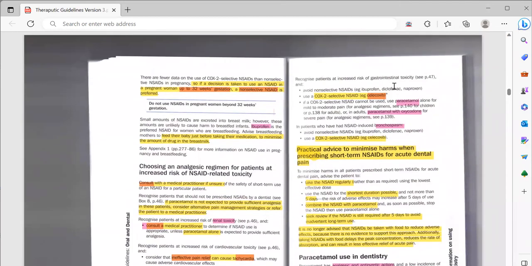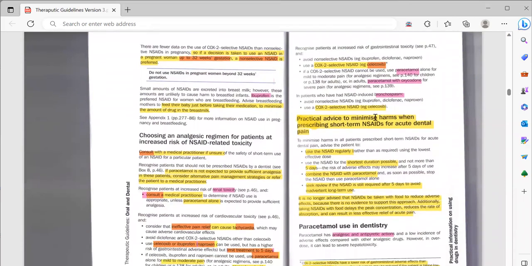And in the patient with the GIT toxicity risk, you cannot prescribe the non-selective ones, so the only NSAID that you can prescribe is celecoxib. Otherwise, if the patient has only mild to moderate pain, then give paracetamol, and if he has severe pain, then give paracetamol plus oxycodone.